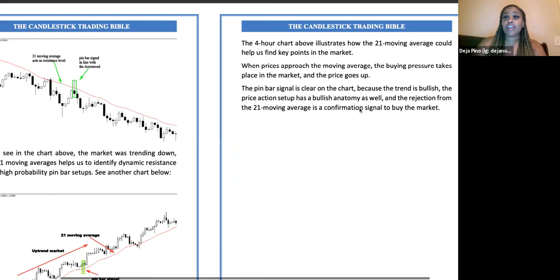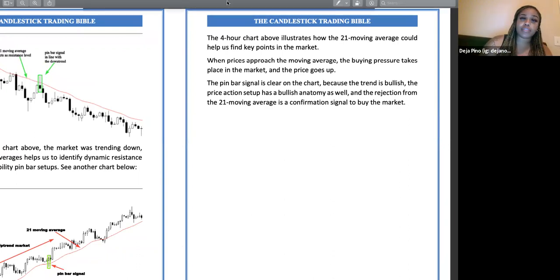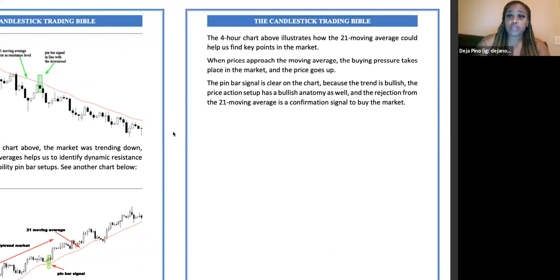If you're writing that down, you need to look at it on the 4 hour time frame, because on the smaller time frames, it may give false signals. When price approaches the moving average, the buying pressure takes place in the market and the price goes up. Vice versa, when price approaches the moving average in a downtrend, that's going to tell you the market is going down. The pin bar signal is clear on the chart because the trend is bullish.